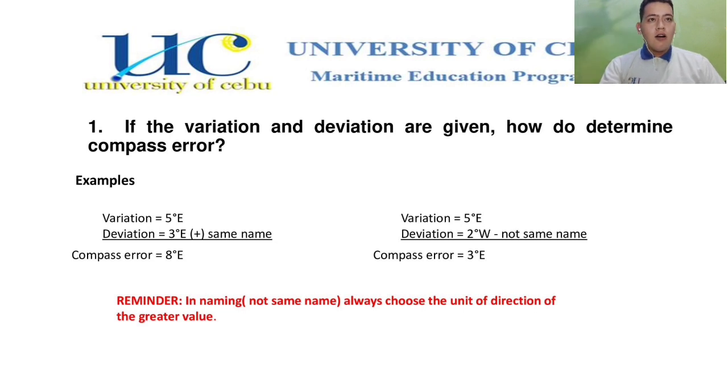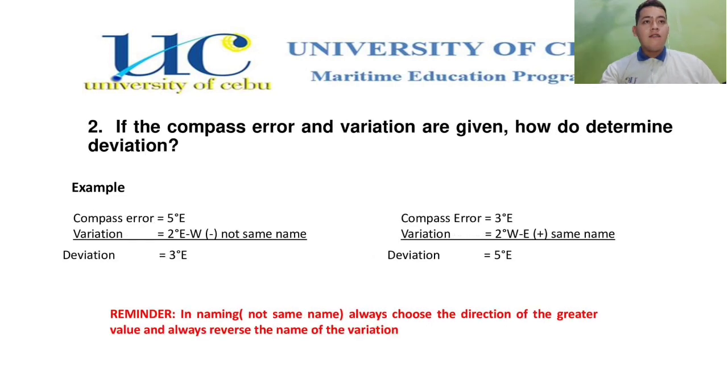So let's have our one example. We have a variation of 5 degrees east and a deviation of 3 degrees east. Since they have the same direction, we're going to add both values. That's why we have the final answer of compass error equals 8 degrees east.